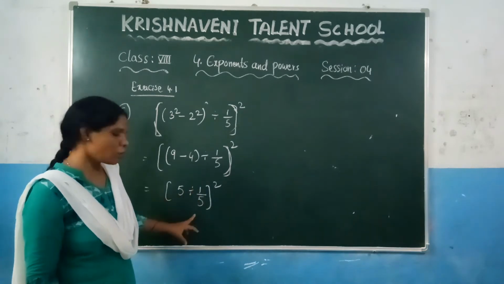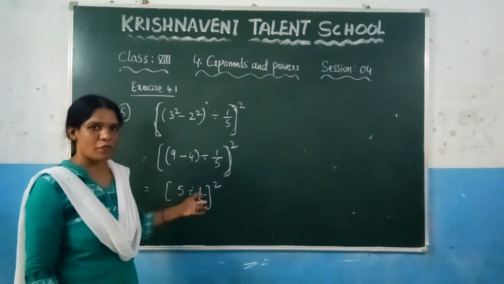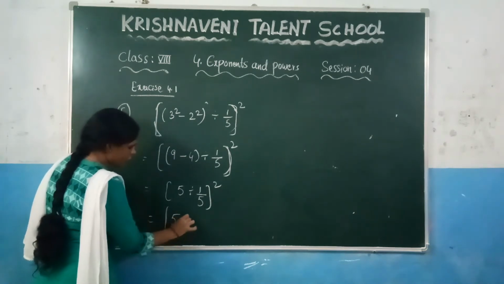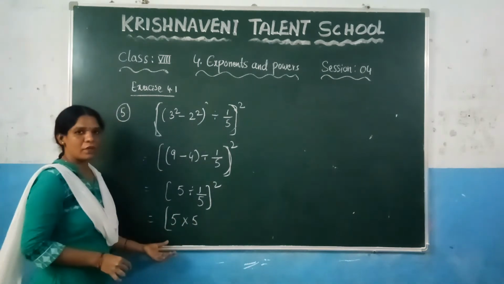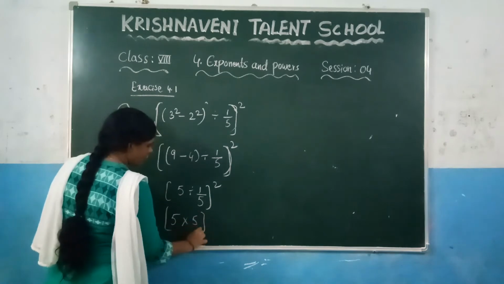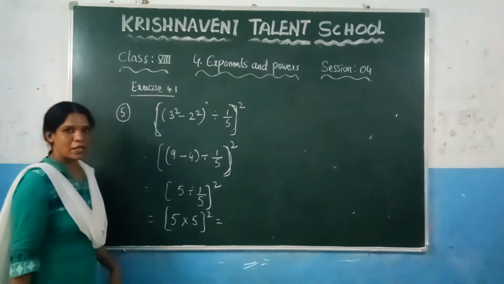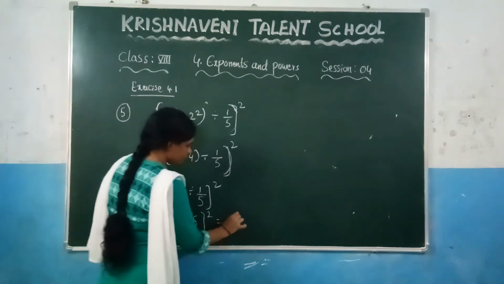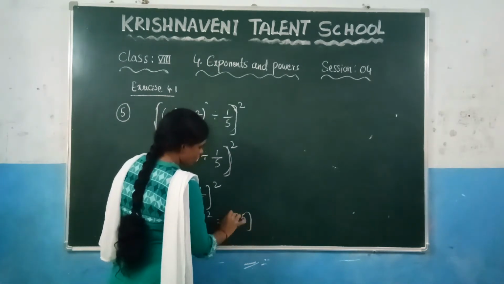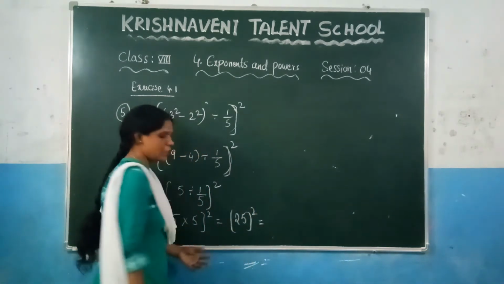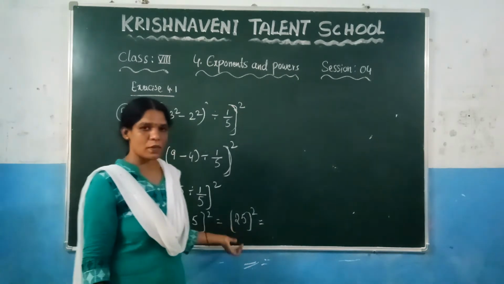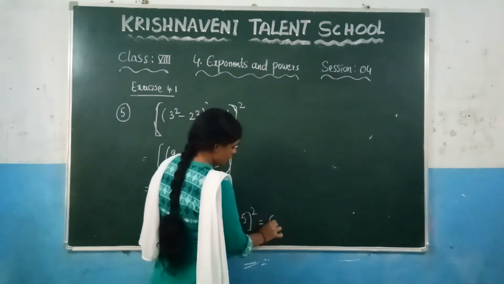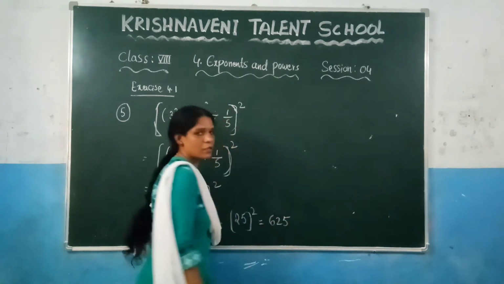So what is the reciprocal of 1 by 5? Which is nothing but 5 by 1. So this one you can write as 5 into 5 by 1, which is nothing but 5. 5 into 5 whole square. Right? What is the value of 5 into 5? Which gives you 25 whole square. What is the meaning of 25 whole square? You need to multiply 25 two times. 25 into 25 which gives you 625.